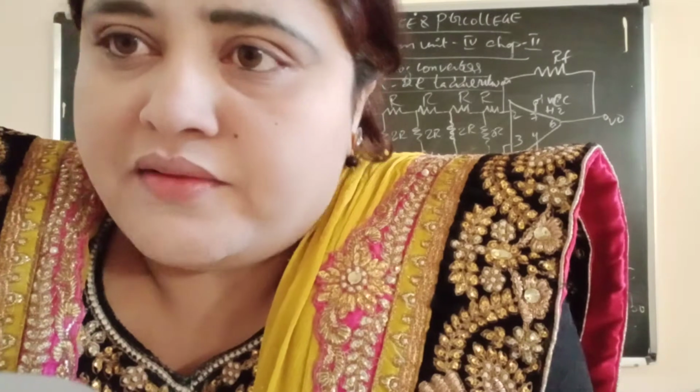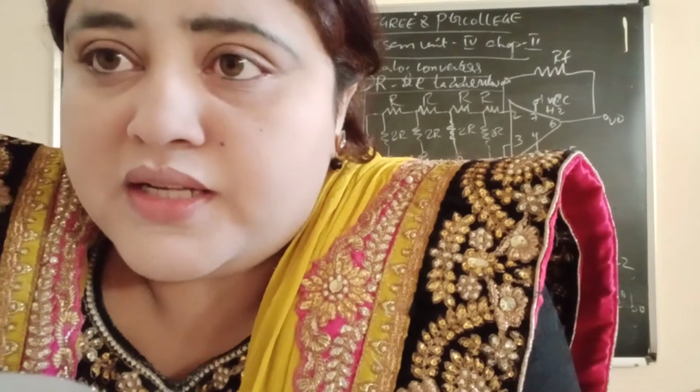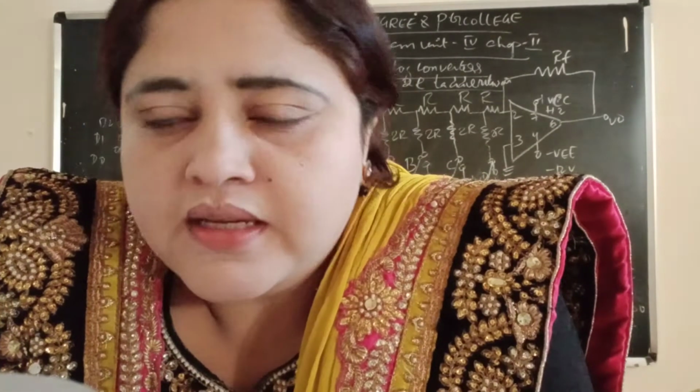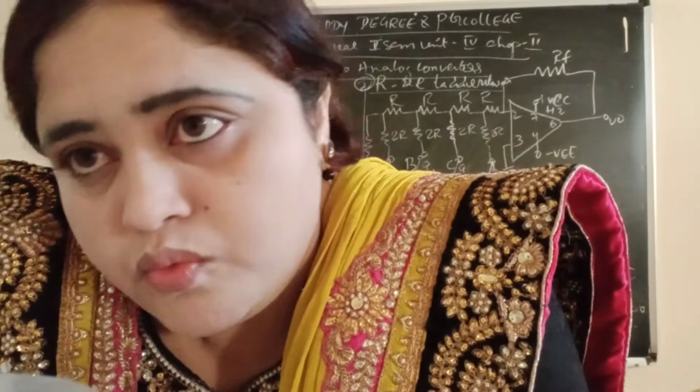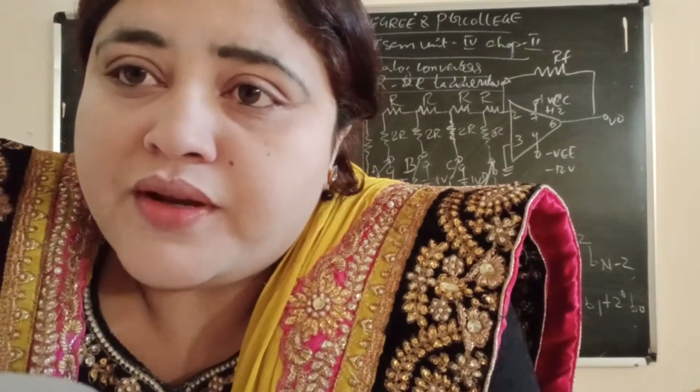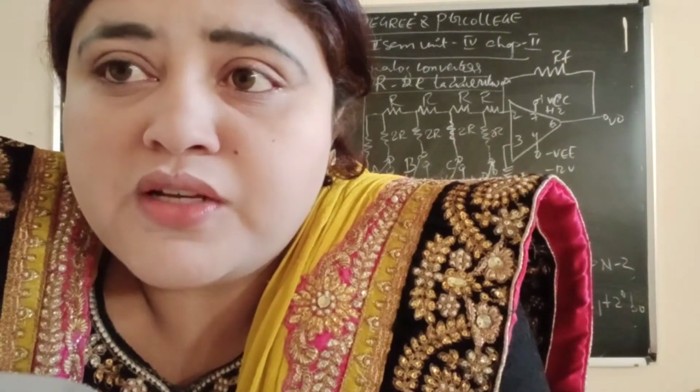Multiplying type D2A converters. See, digital to analog converters are those which convert digital signals, zeros and ones, into analog form. They are of three types: current, voltage, multiplying. Current digital to analog converter means output will be in the form of current. Voltage digital to analog converter means output will be in the form of voltage, but it takes some time to convert current into voltage. That's why it is also known as a delay converter. So accuracy will be affected. For that purpose we will use what?